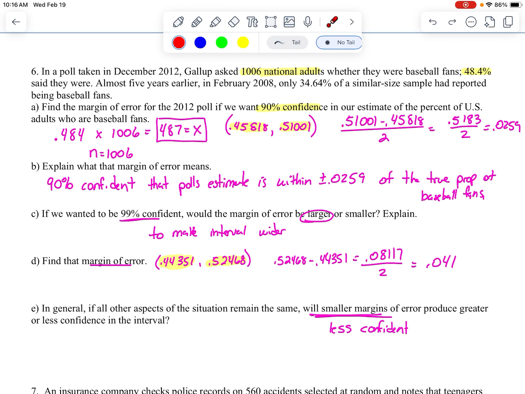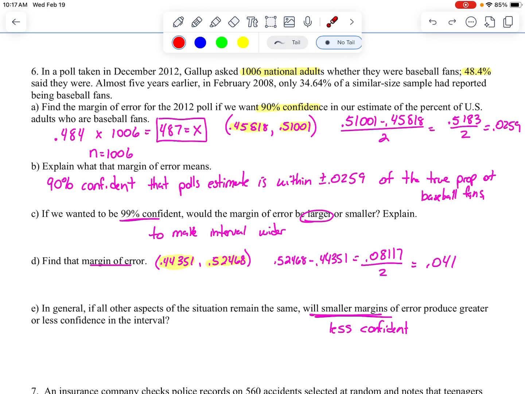Now, what does that mean? Well, it means that we are, again, 90% confident that the poll estimates are within plus or minus 0.0259 of the true proportion of baseball fans. So, again, explaining the margin of error versus explaining a confidence interval, those are two different things. If it was a confidence interval, it'd be we captured it 90% of the time.